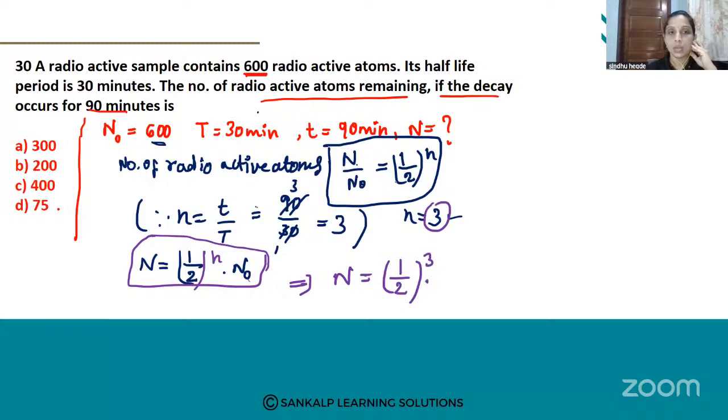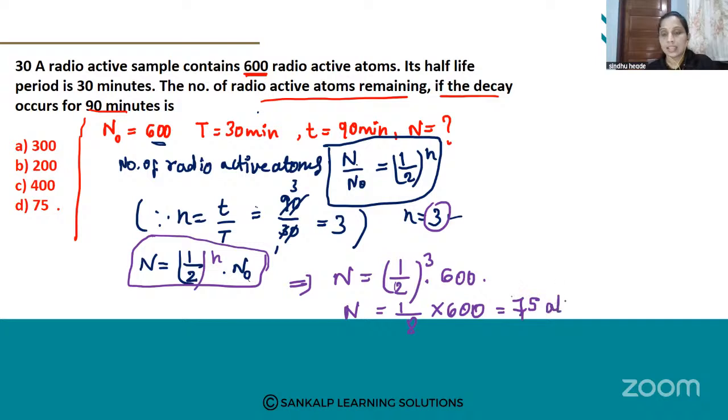So N is equal to 1 by 2 raised to n, where n is 3, into N naught, whose value is 600, right? Okay. Then what do you get last? 1 by 2, the whole cube, is nothing but 1 by 8, into 600. So simplify this and write the answer. Finally, you get 75.